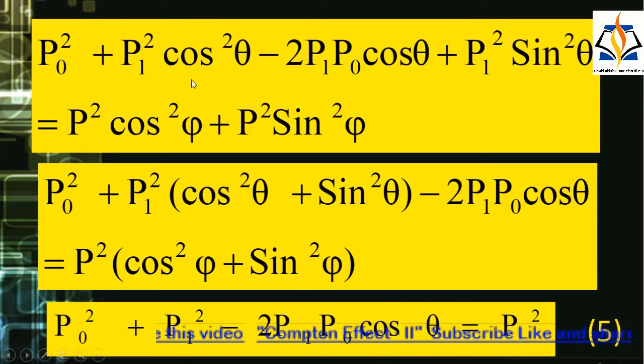Now from these two terms P1 square is taken common, so we obtain P0 square plus P1 square, inside the bracket cos square theta plus sin square theta, minus 2 P1 P0 cos theta is equal to P square cos square phi plus P square sin square phi. So P square is taken common; inside the bracket there remains cos square phi plus sin square phi. Now cos square theta plus sin square theta is equal to 1, and cos square phi plus sin square phi is equal to 1. So this equation becomes P0 square plus P1 square minus 2 P1 P0 cos theta is equal to P square. This is equation number 5.